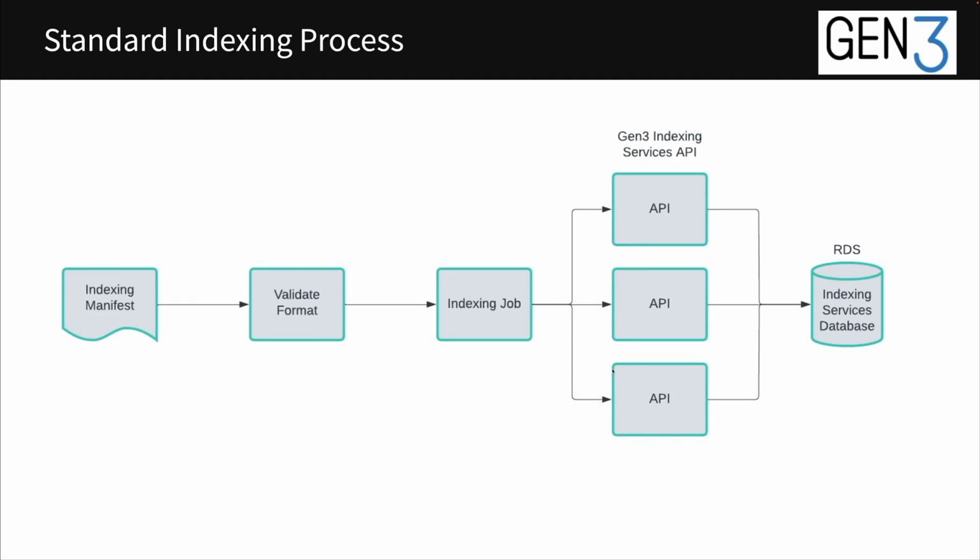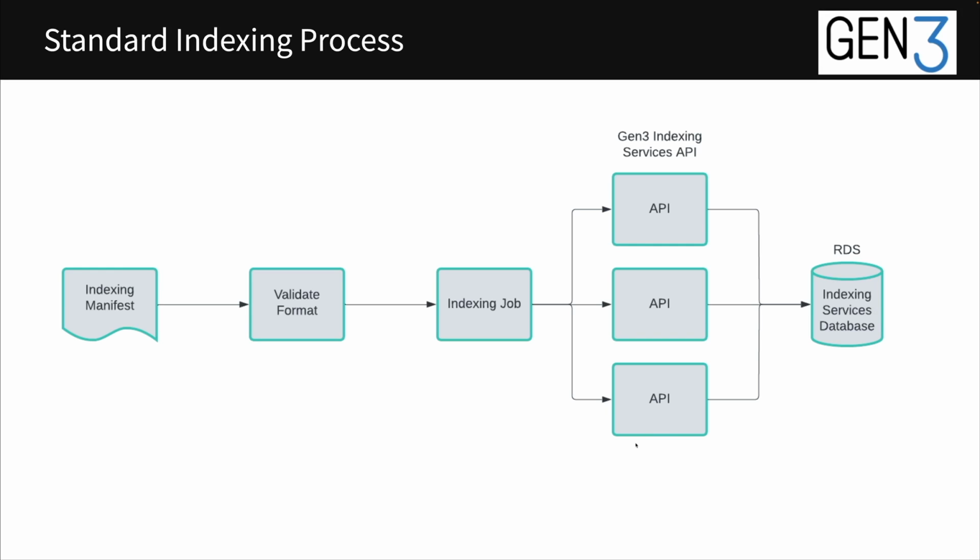Our standard indexing process looks something like this. We receive a manifest of records for indexing, we validate the format, and send it to our indexing job. The job then sends asynchronous API requests for each record to the Gen 3 indexing service to add the record to our service database.